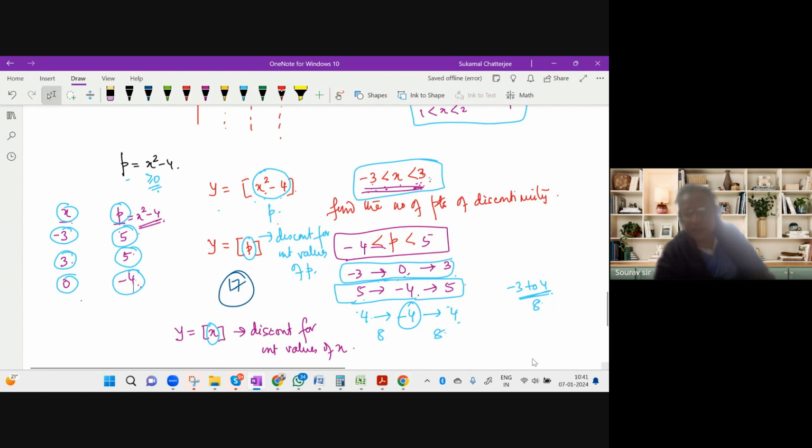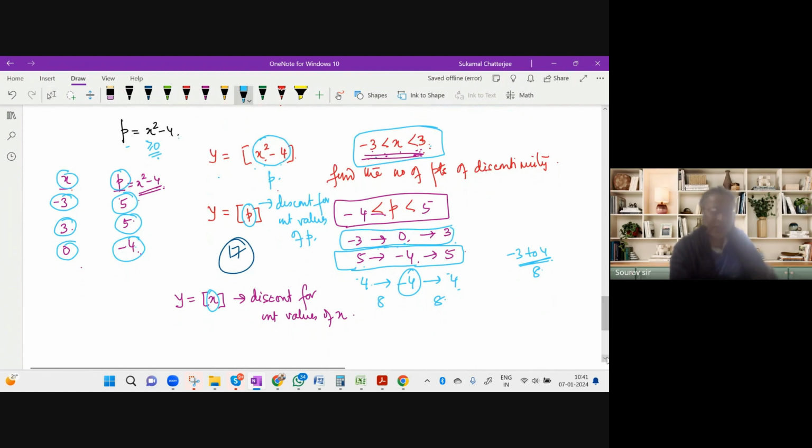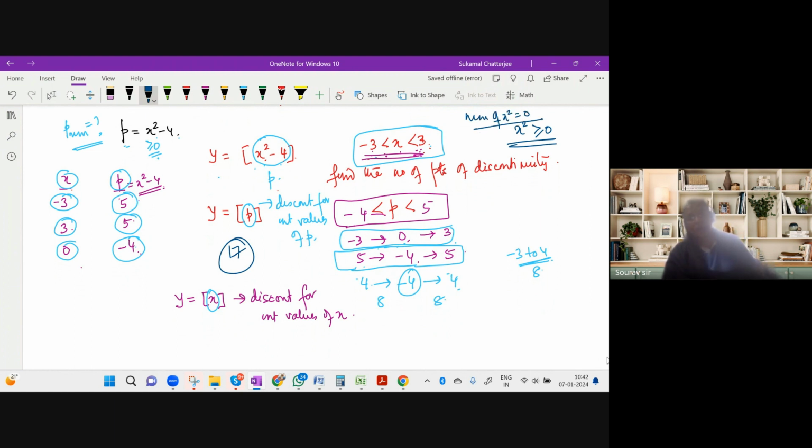Understood? So, sir, repeat this portion once. P is defined as x square minus 4. Right? And I'm trying to find the minimum value of p. What is the minimum value of p? P will be minimum when x square is minimum. X square is a square function. A square function can never be negative. The minimum value can be 0. That's the definition of a real number. X square is always greater than equal to 0. So the minimum value of x square is 0. Clear?